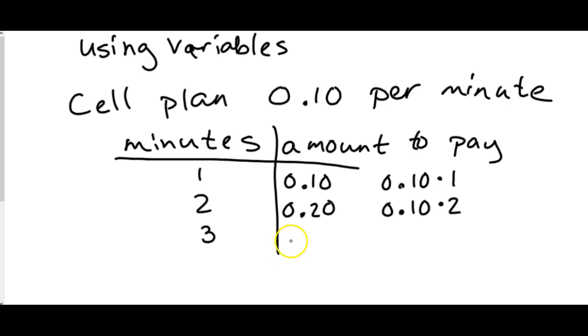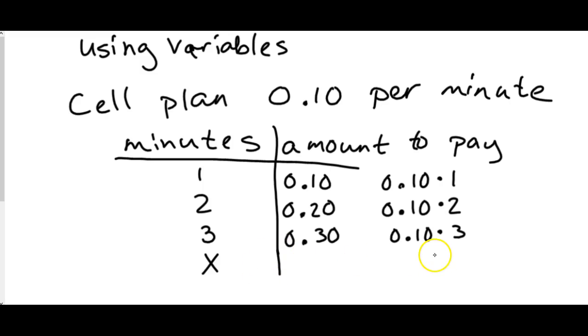Could do it again for 3. 3 minutes would be 30 cents, because 10 cents times 3 minutes is 30 cents. Now these numbers are changing. The number of minutes you talk changes. So we can represent that with a variable. Most commonly we use the variable x.